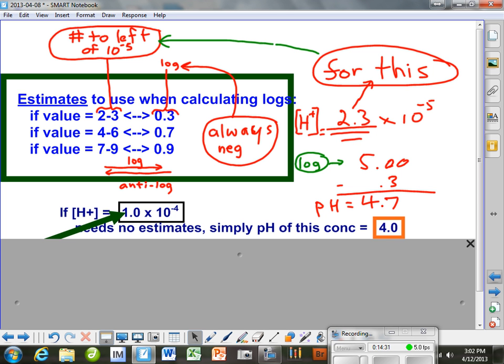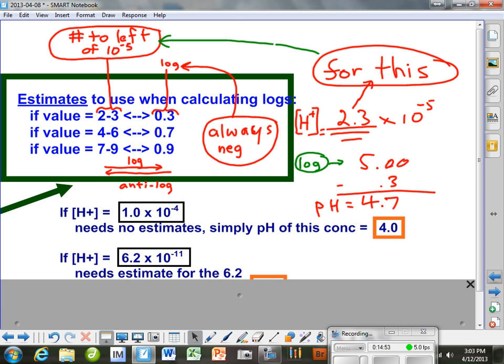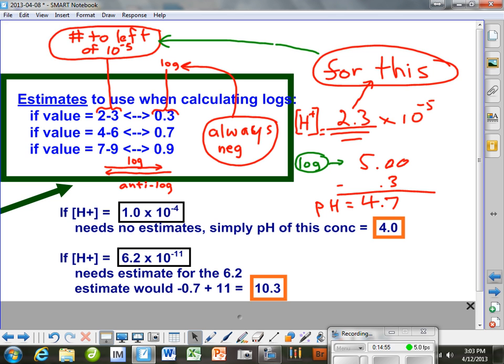So when I get logs between 2 and 9, then I've got to do some estimating. And you just get close. And you'll get close enough to be able to answer questions on any test. So this is the homework tonight? Your homework tonight is going to require that you be able to do that. And now let's look at one more example here.